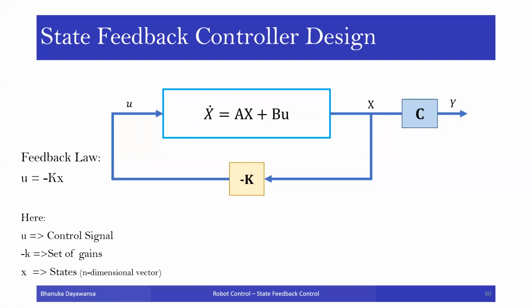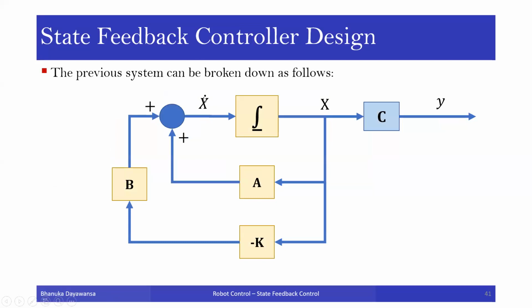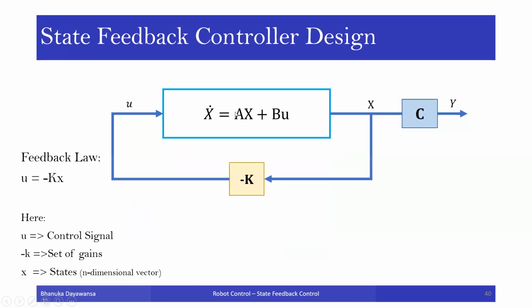This is the broken down version of it. If you want to implement this in Simulink, you want this model. X dot is the rate of change of the state variable, and X is the integration of that. Get the integration, and you get AX minus BKX. So we get this equation.